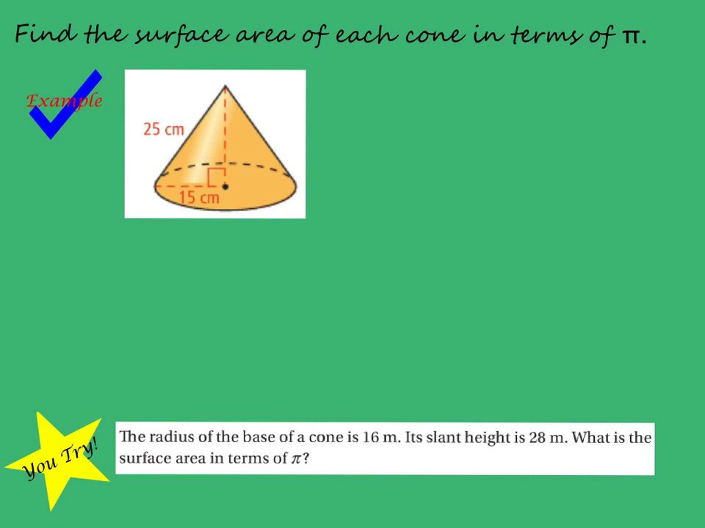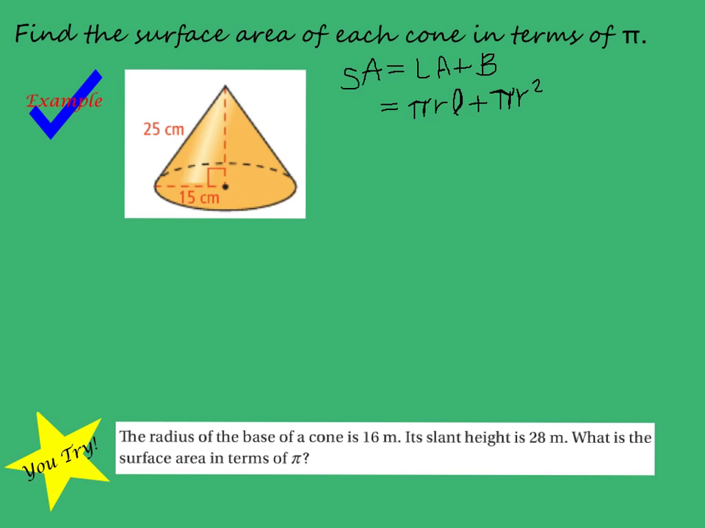Alright, so let's find the surface area of each cone in terms of pi. So in our example, first thing we want to do, as before, is we want to go ahead and write the formula for surface area. So surface area is equal to our lateral area plus the area of our base. Now we want to go ahead and substitute in each of these formulas. So for lateral area, I know it's half my circumference, so pi r, times my slant height, so times L. And my base is a circle, so the area of that is going to be pi r squared.